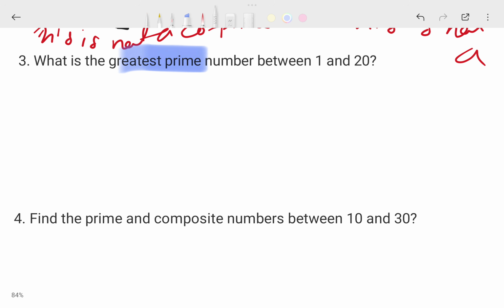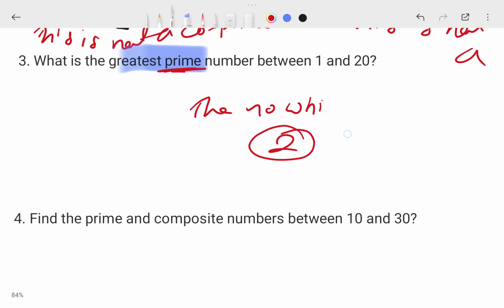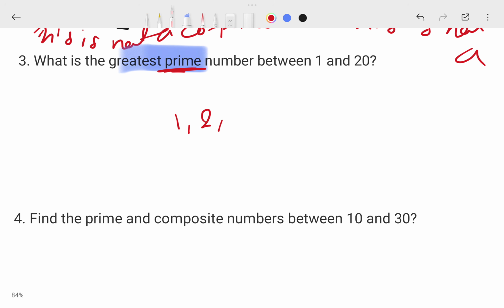You know what a prime number is? Prime numbers are the numbers which are not divisible by 2, like 2. Okay, now 2 is a prime number.